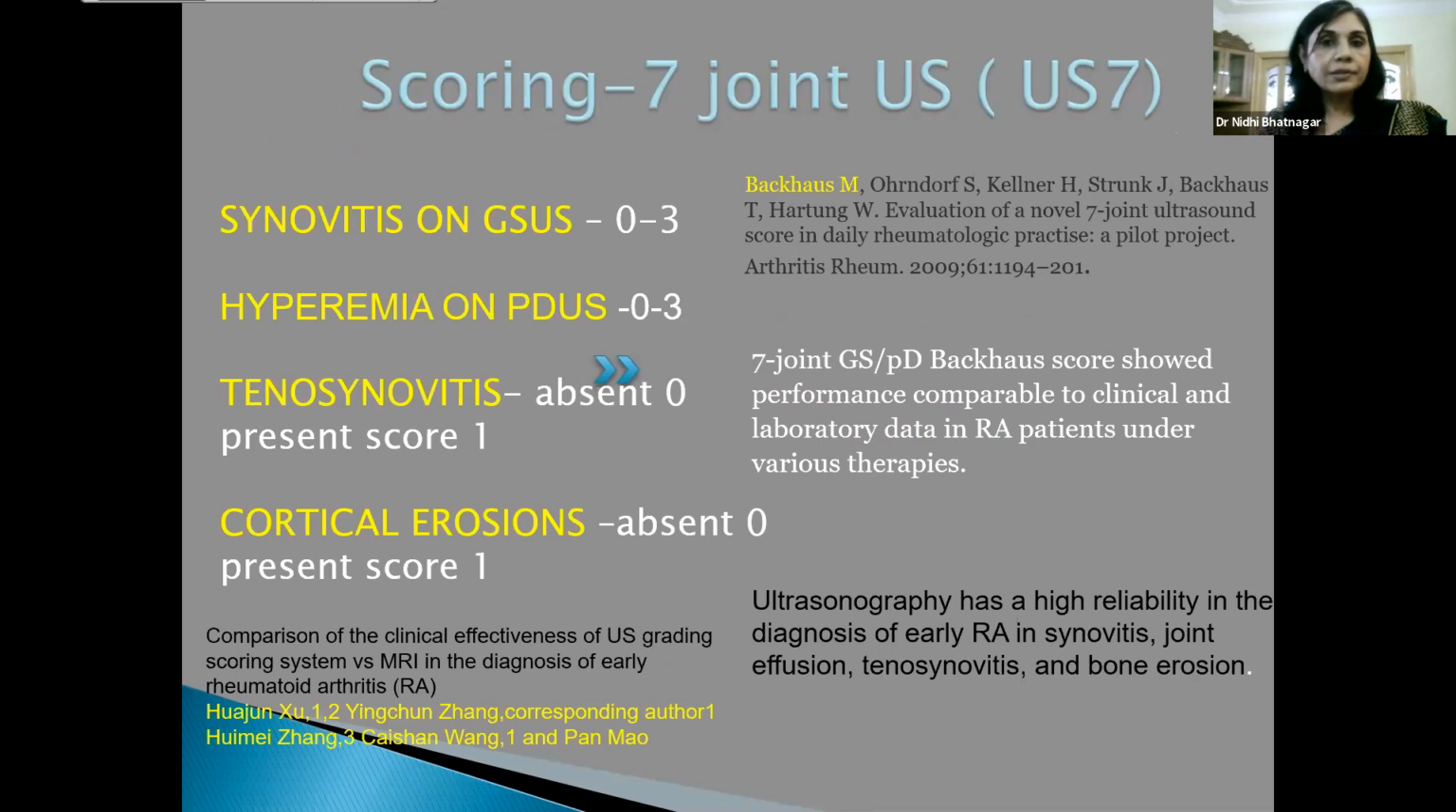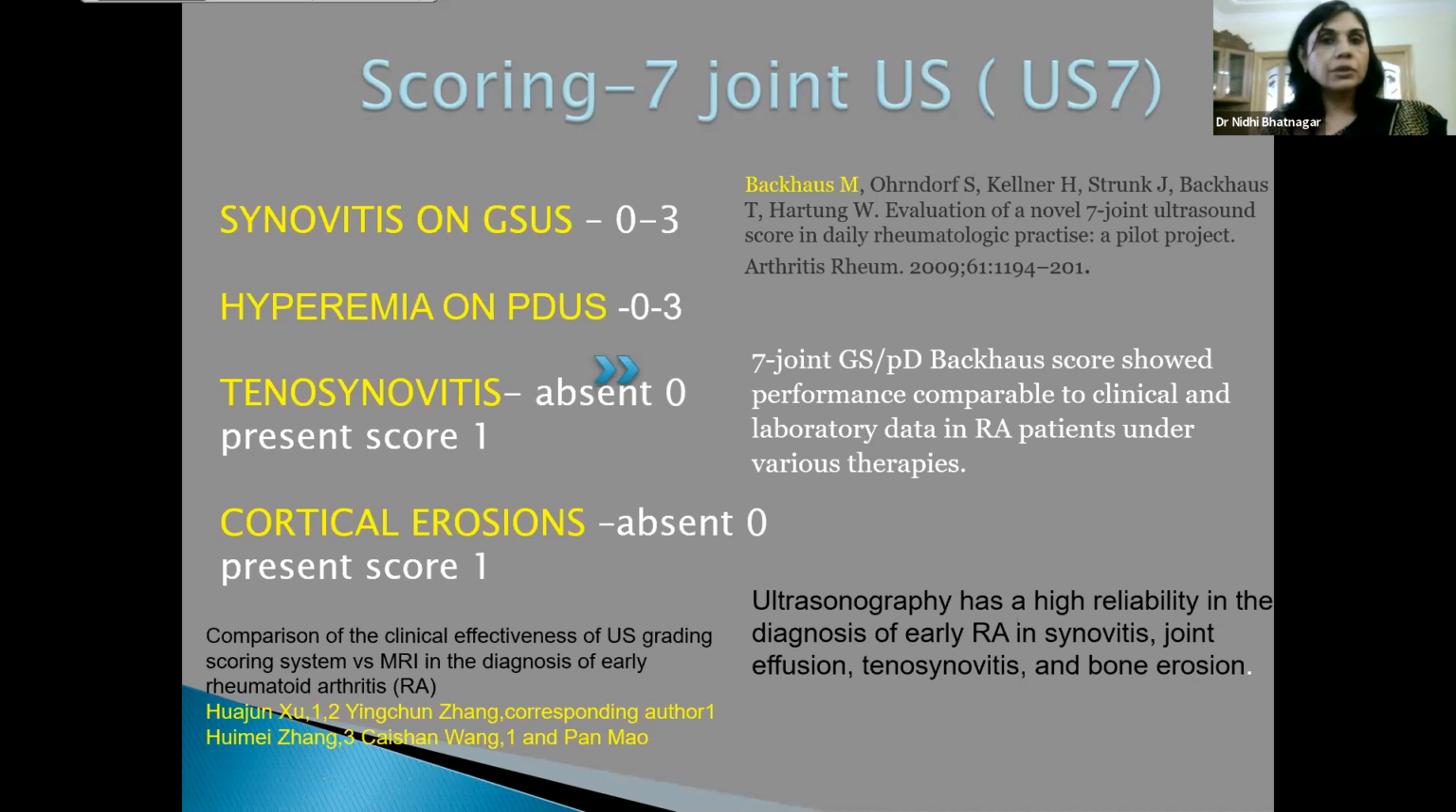Now, synovitis on grayscale and hyperemia on power Doppler ultrasound have been scored on a scale of 0 to 3, and it's a semi-quantitative scoring. Tenosynovitis and cortical erosions have been scored on a qualitative index, that means present or absent. So if it's absent, it's scored 0, and if it's present, score 1, and that goes for the cortical erosions as well.